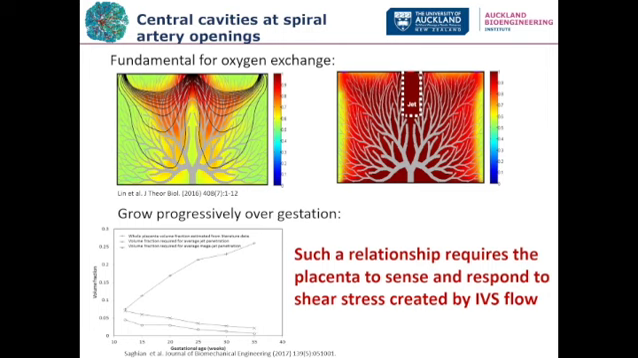We've also shown that these jets, or these openings, must grow progressively over gestation. So such a relationship requires, in some way, that the placenta forms around the spiral arteries, so it senses and responds to this flow coming from spiral arteries.